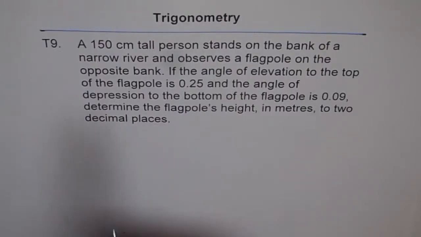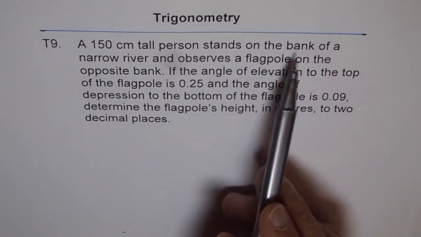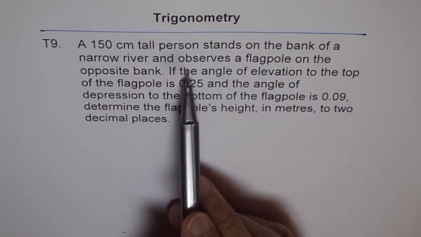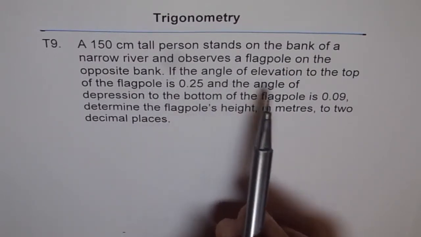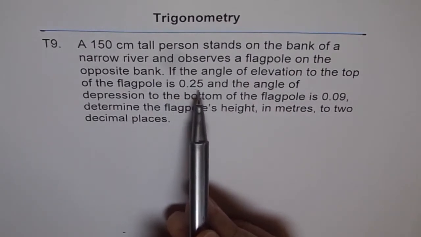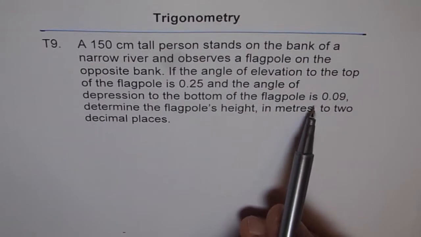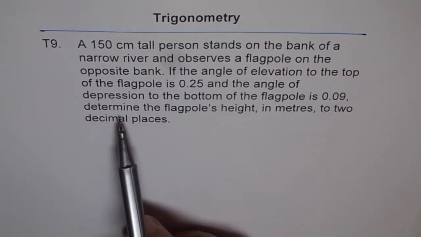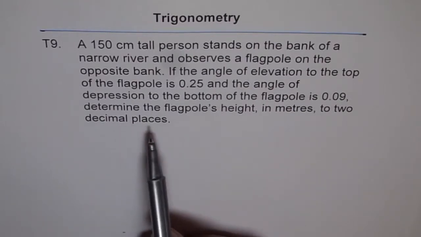T9. A 150 centimeter tall person stands on the bank of a narrow river and observes a flagpole on the opposite bank. If the angle of elevation to the top of the flagpole is 0.25 and the angle of depression to the bottom of the flagpole is 0.09, determine the flagpole's height in meters to 2 decimal places.